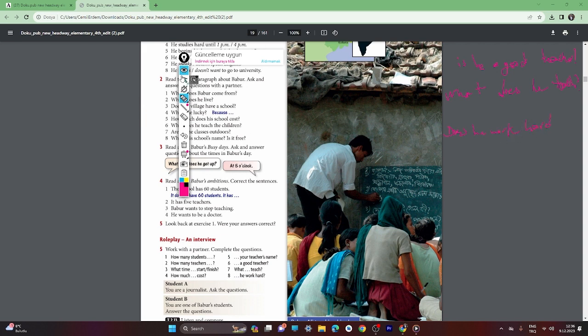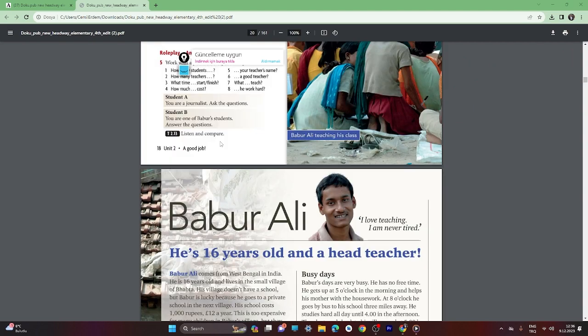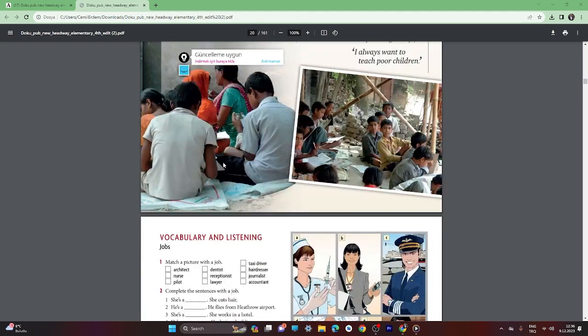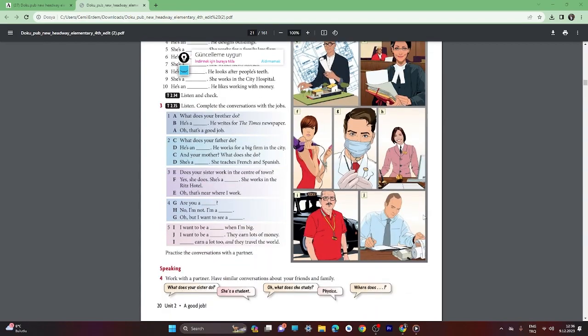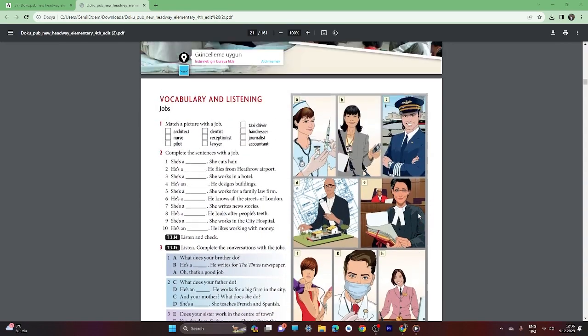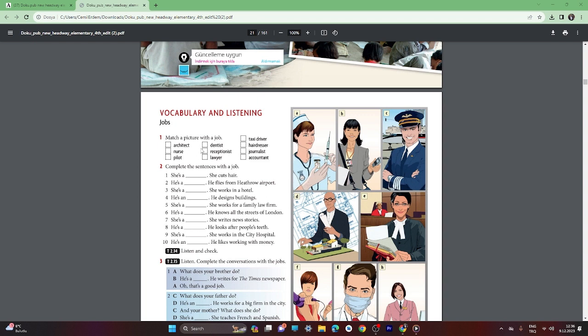Okay, so for now we have done with the page 18 and 19. So in the next video we are going to discuss and study page 20, and in this page we are going to study some vocabulary and we are going to make some listening.